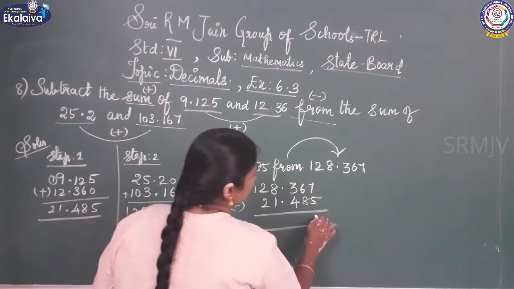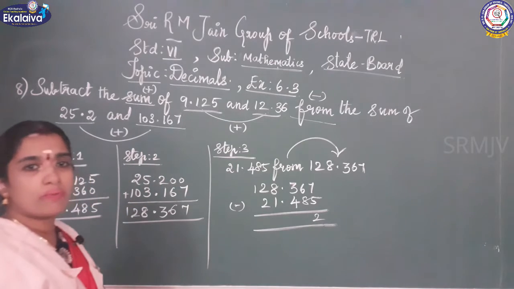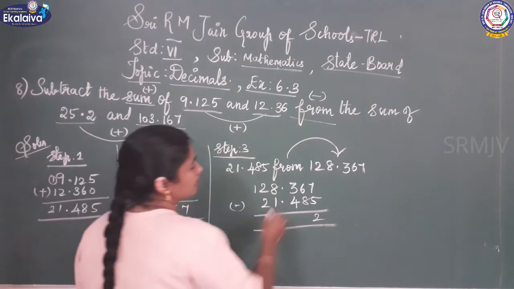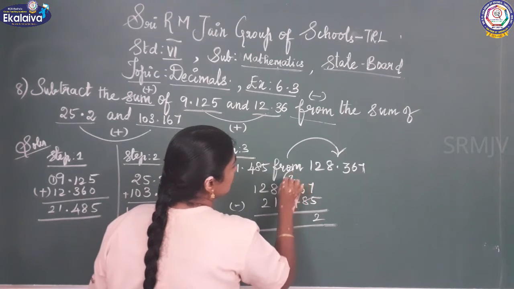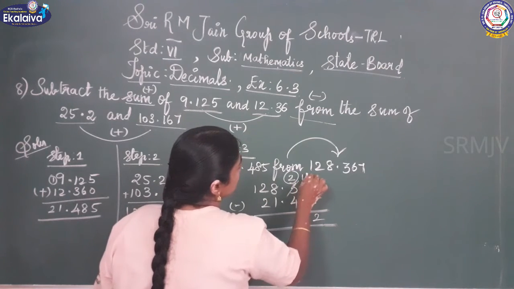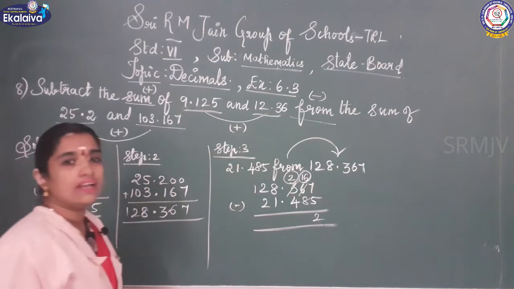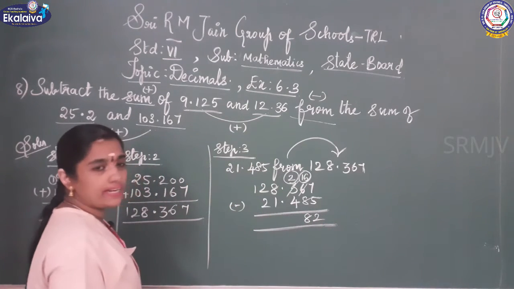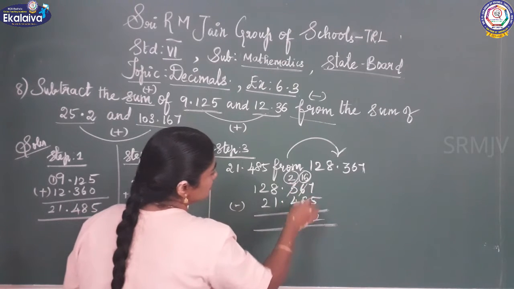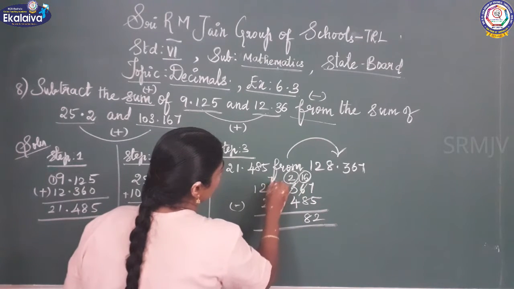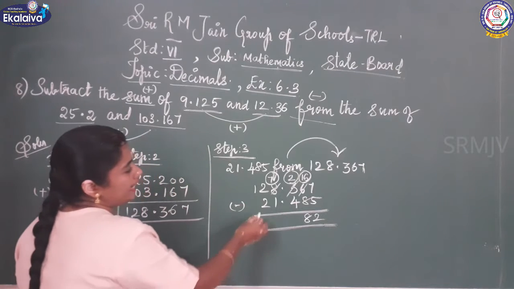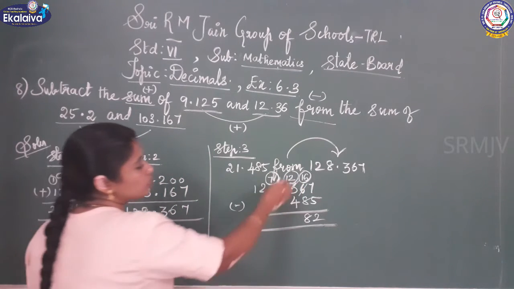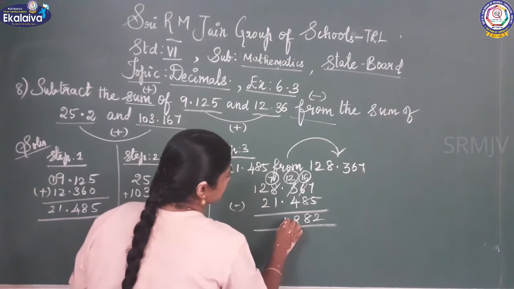What is this? 7 minus 5? 2. 6 minus 8, whether I am able to subtract this? No. I have to borrow from where? See, 3 is giving, so for that it becomes what? 2. And 6 becomes 16. Now 16 minus 8 is 8. Again 2 minus 4, I am not able to subtract this. So I have to borrow from where? 8. So 8 becomes 7 and it is getting, no. So for that it is what? 12. 12 minus 4 is 8.